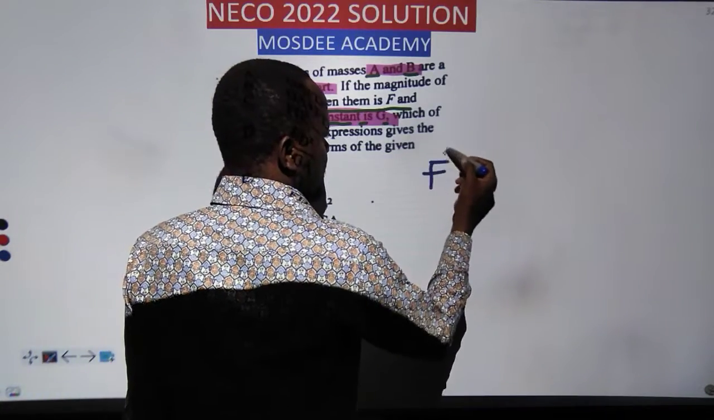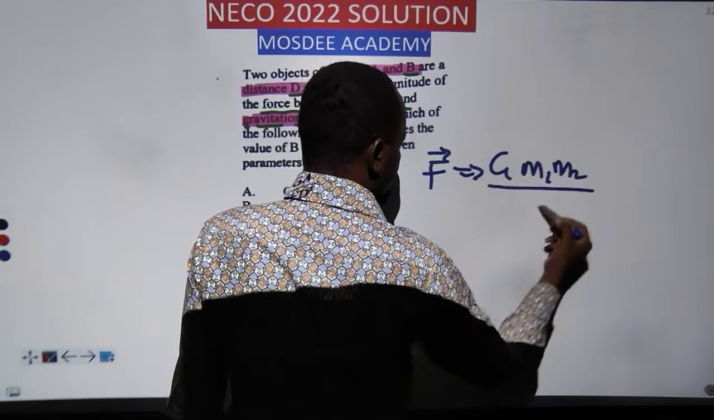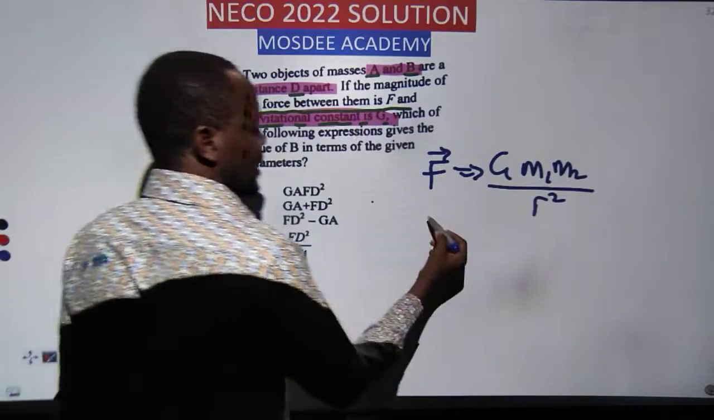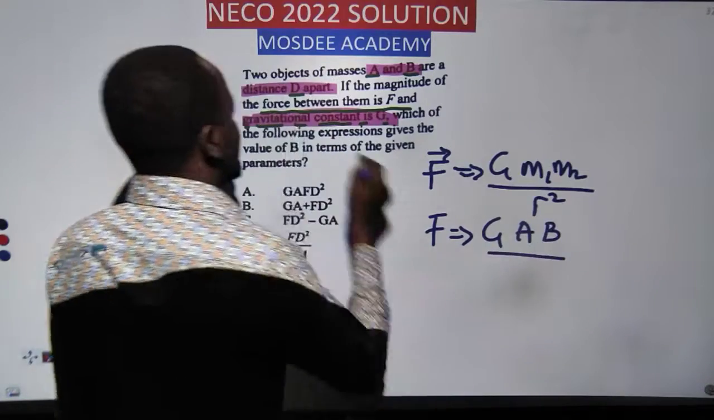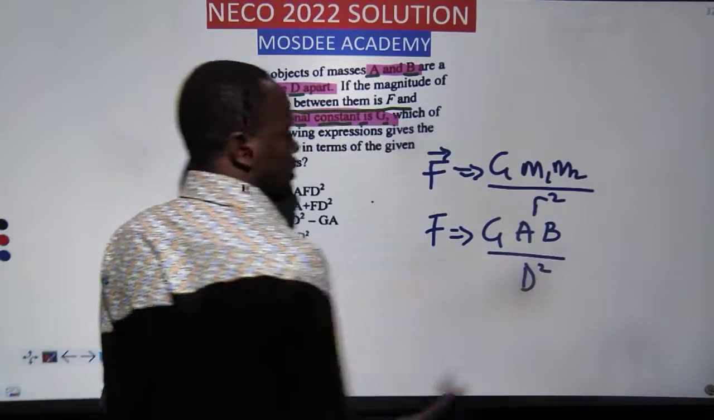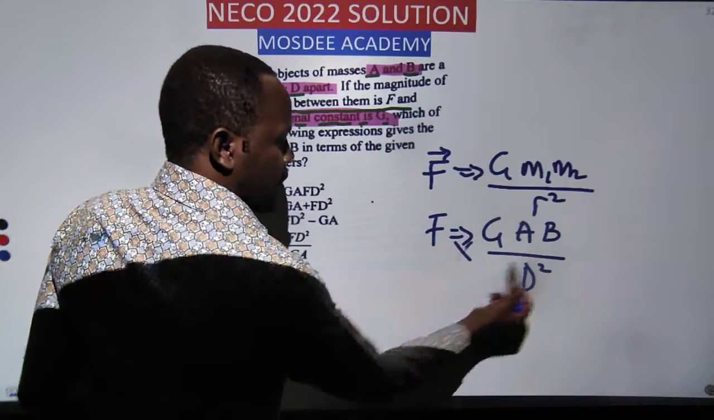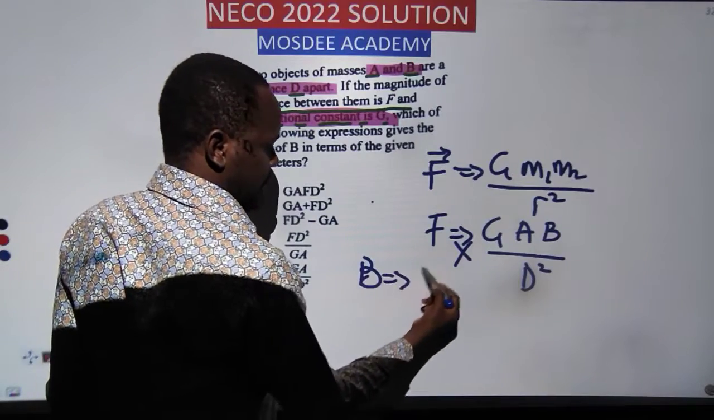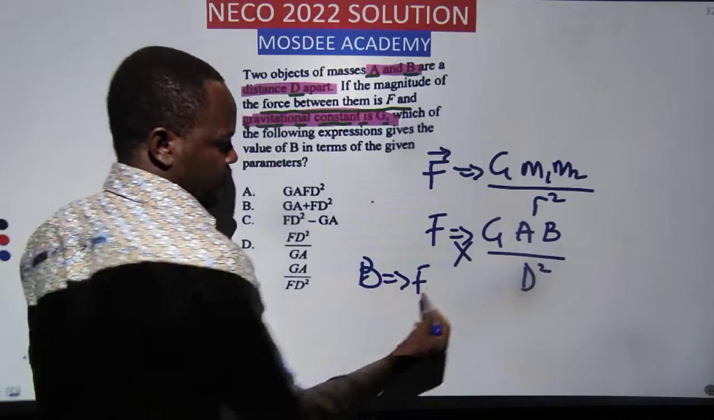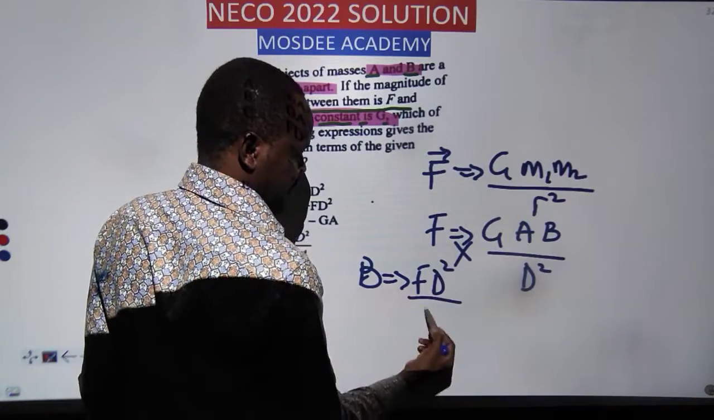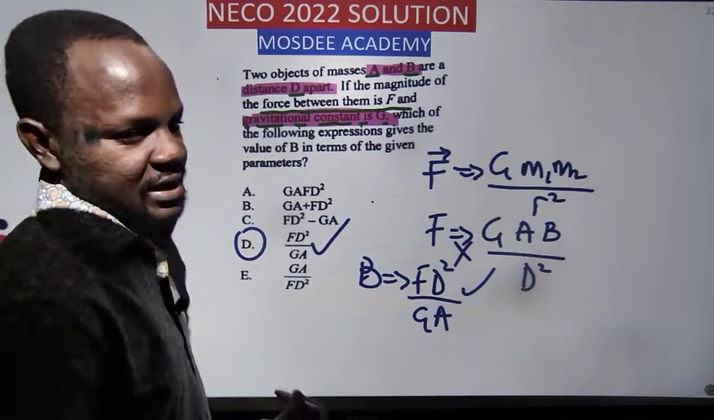Any force will follow the inverse square law, M1 M2 over R squared. So you follow the parameters. Masses are A and B. So it will be the gravitational constant G, A, B, over the distance, which was said to be D, so D squared. The examiner asks you to find B, so make B the subject of the formula. When you cross multiply, B will be F D squared over G A. So this is what you'll be looking for. That is the answer.